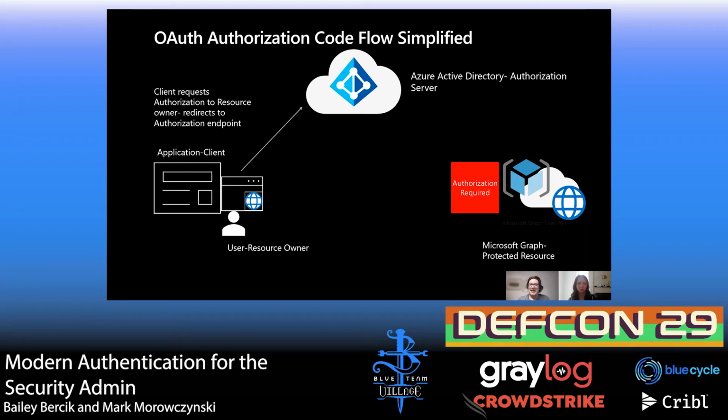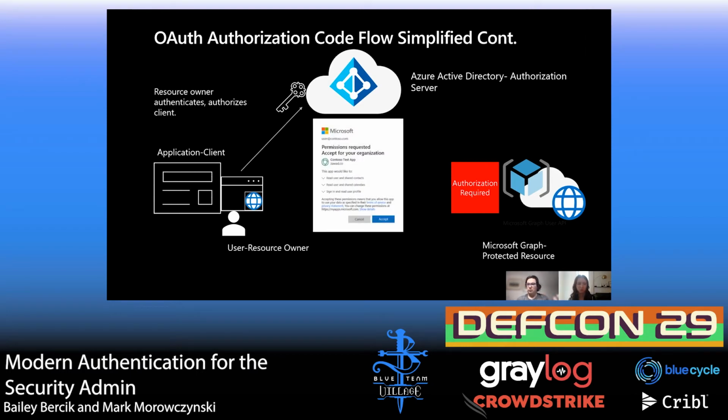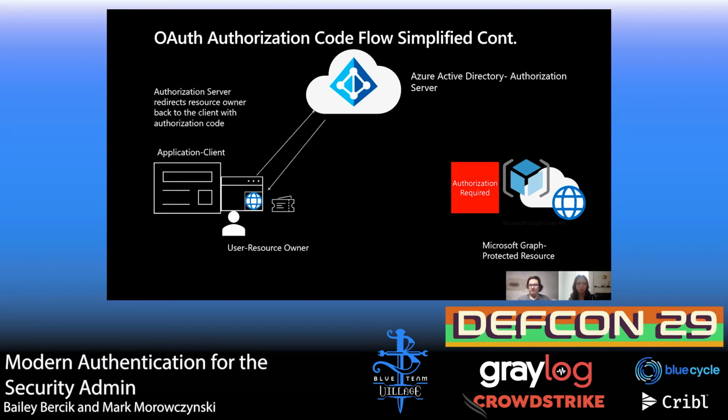And what's going to happen here is that application or the client is going to request authorization from the resource owner. So that application is going to request authorization from the user, and it's going to redirect to that authorization endpoint against Azure Active Directory. And here, this is where that user is going to provide their credentials. They're going to authenticate against the authorization server. And once they authenticate, that's where we see that dialog box that you saw before. And once they click accept, the authorization server is going to redirect the user back to the client and give them a special authorization code.